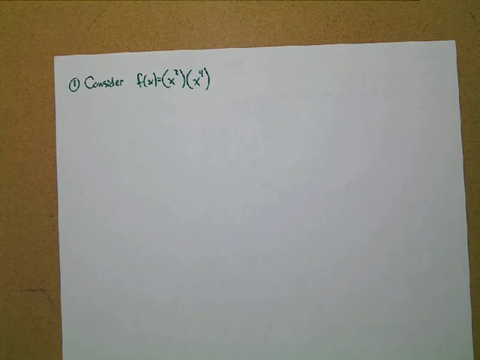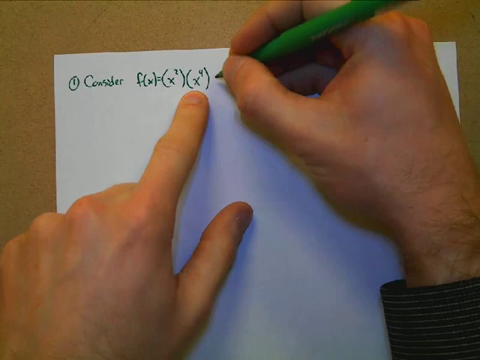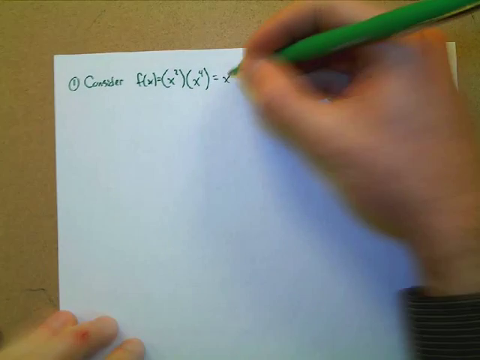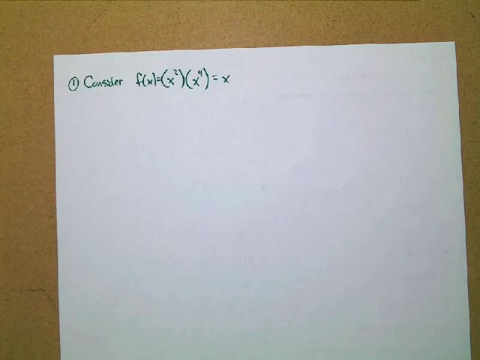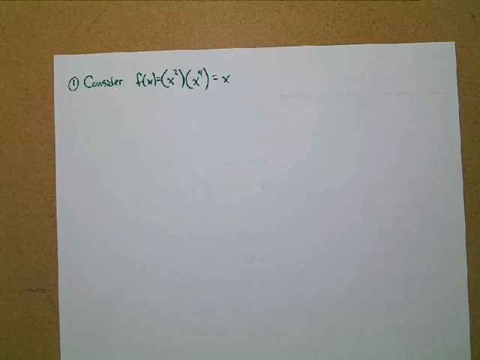So we can just rewrite the function here. X squared times x to the fourth is equivalent to saying x to the what power? 6. X to the 6th. Okay? So since it's x to the 6th, now we can take the derivative, right? So then f prime of x equals x to the 6th.